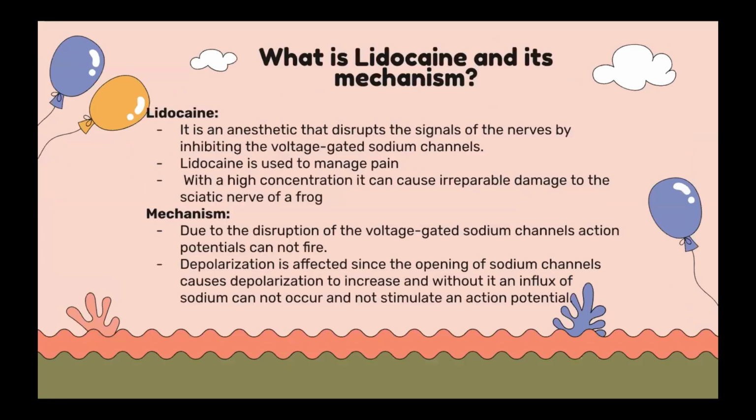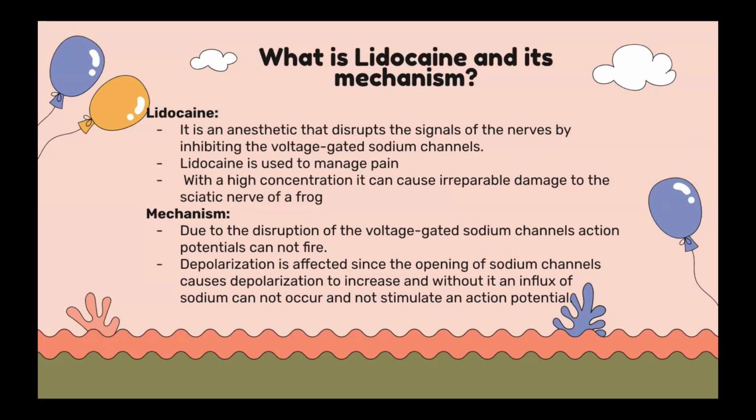The last drug that we tested was lidocaine. Lidocaine is an anesthetic drug that is used for pain management as it disrupts the signals between nerves and inhibits the voltage-gated sodium channels. In a frog sciatic nerve with high concentrations of lidocaine, it can cause irreparable damage to the nerve. Due to the disruption of voltage-gated sodium channels, action potentials cannot fire.